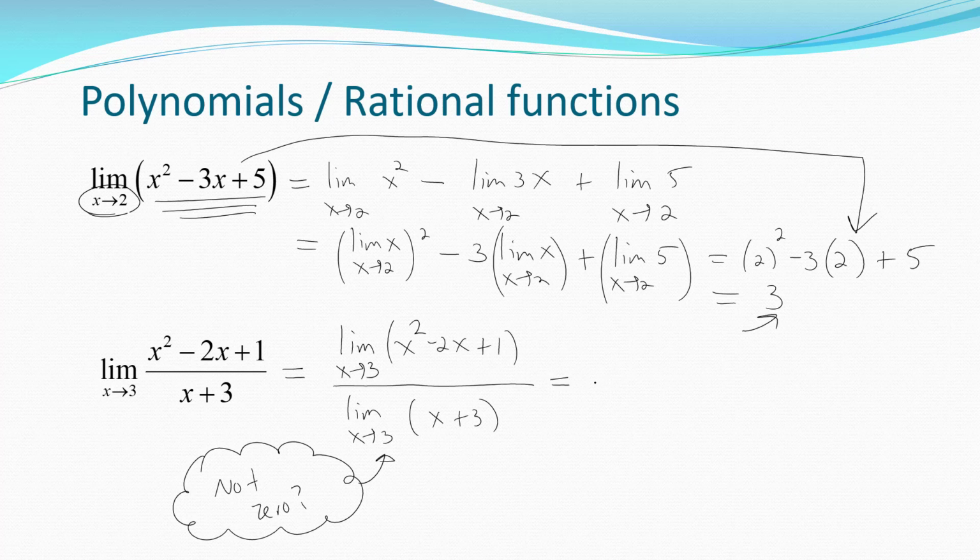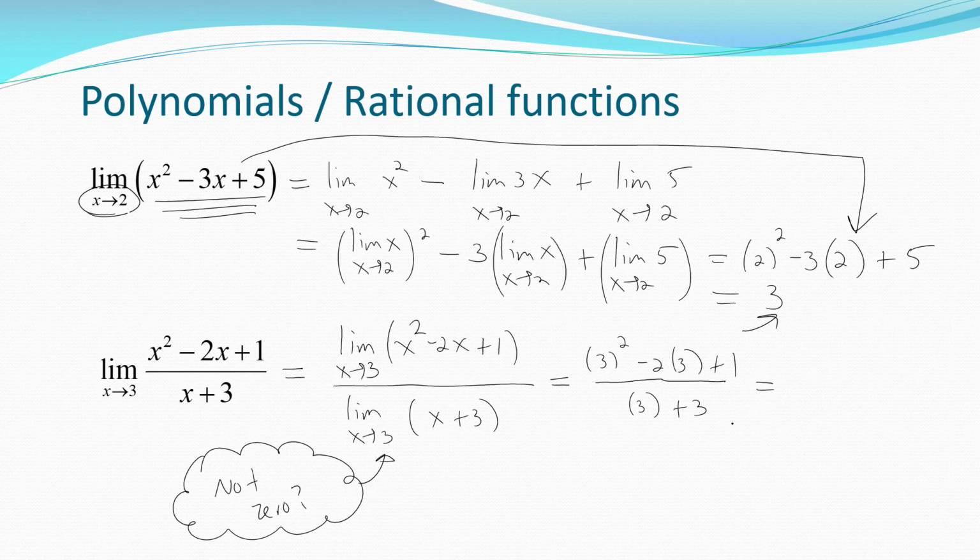But the numerator is a limit of a polynomial. We know how to do that now. You just plug in the number. So that would be 3 squared minus 2 times 3 plus 1. And the denominator, that's the limit of a polynomial. You just plug in the number. So that would be this.